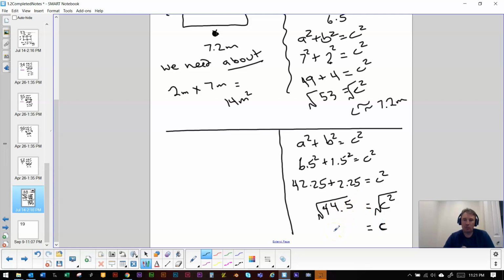And we need to find the square root of 44.5, and it says we got to do this one exactly. So the square root of 44.5 on my calculator is 6.7 meters. I'll just round that to 6.7 meters. Okay, so if we look to my estimate up here, 7.2, and the actual number was 6.7. So it's not a bad estimate. It's not perfect, but it's not bad.